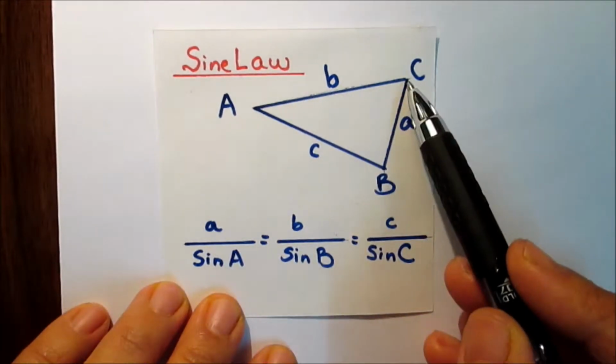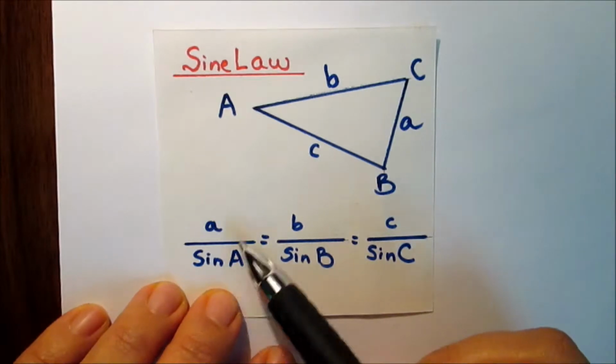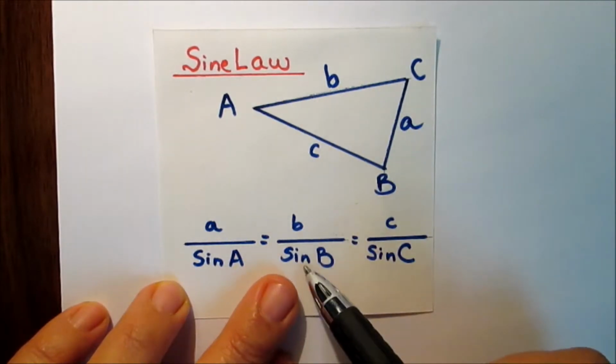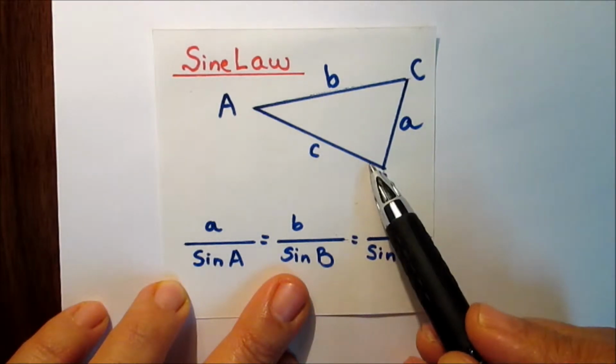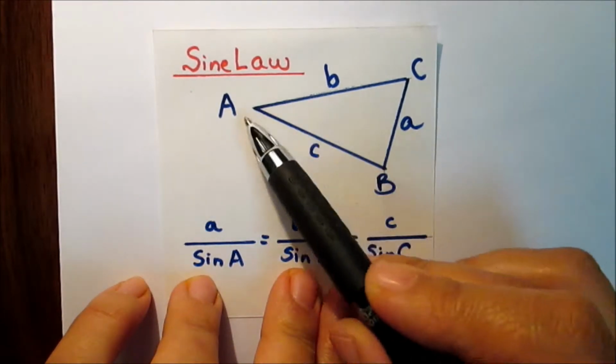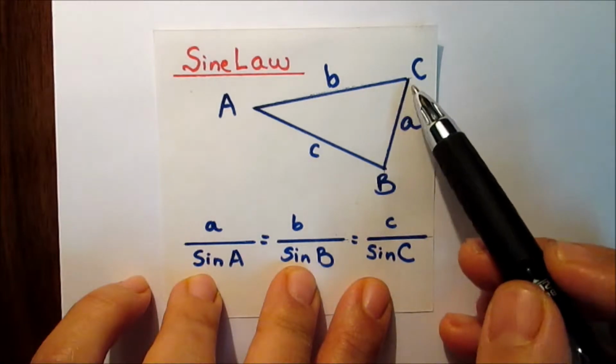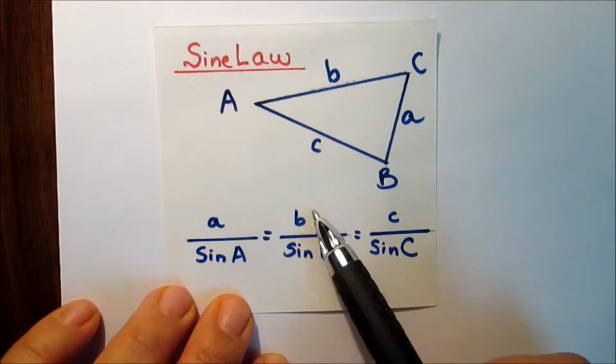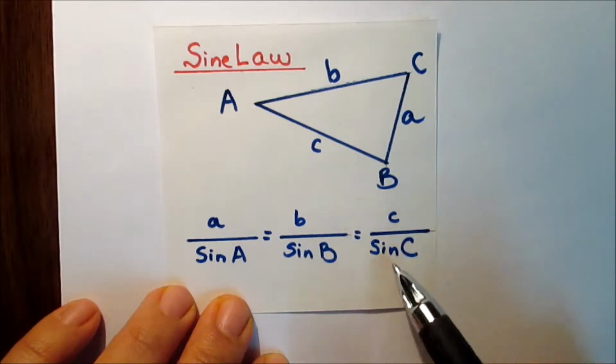The length of the side a over the sine of angle A equals the length of side b over the sine of the opposite angle B, equals the length of the side c over the sine of the opposite angle C. So a over sine A equals b over sine B equals c over sine C.